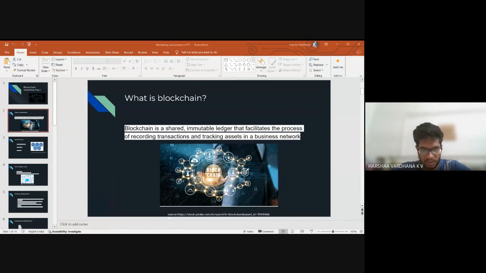So that's what a node is. And a transaction is nothing but a distribution taking place between two nodes within the blockchain network. As simple as that. So moving forward, what is a block?